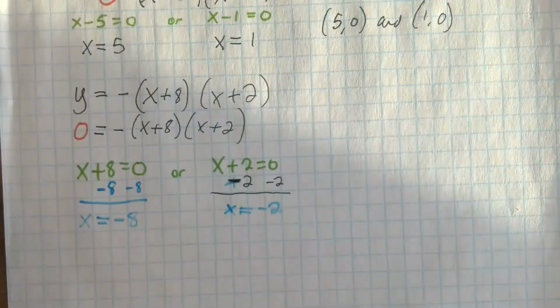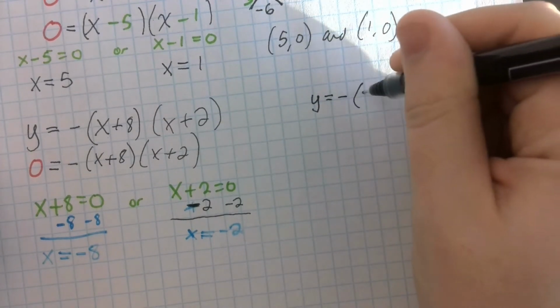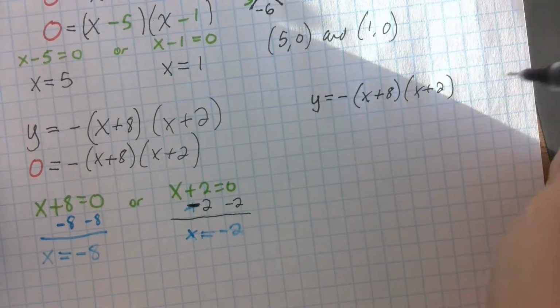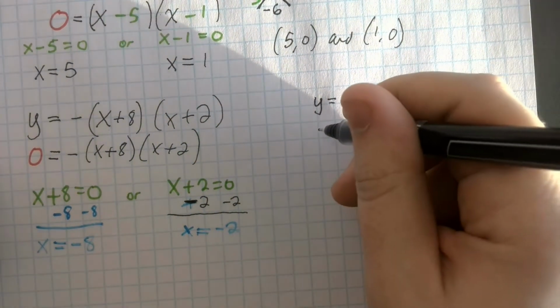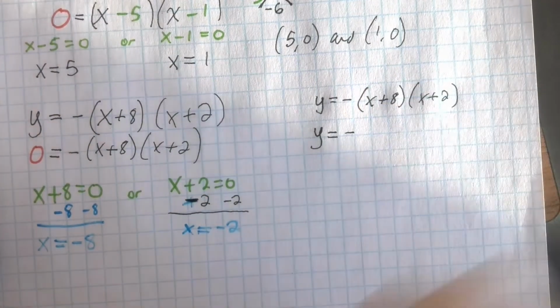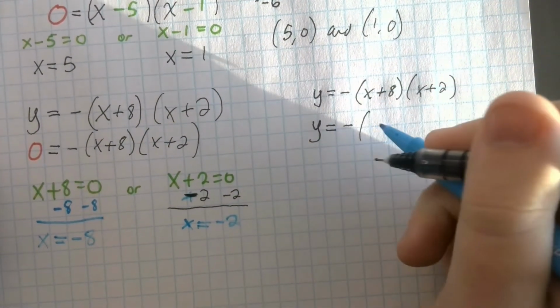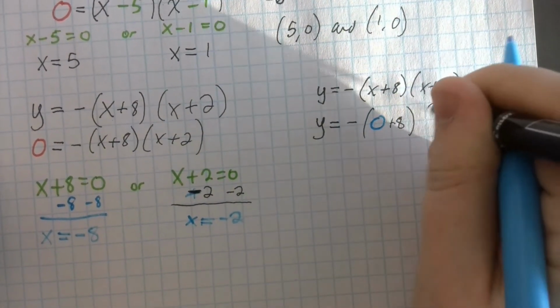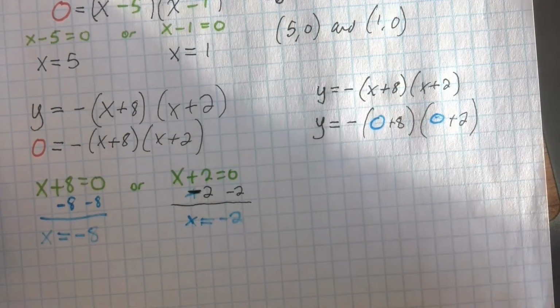So, once again, we're starting off with our base equation here. y equals negative (x plus 8) times (x plus 2). And now we want to solve for y, meaning we should set our x equal to 0. So we get 0 plus 8 in these parentheses, and 0 plus 2 in these ones.